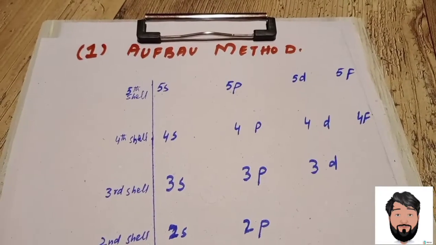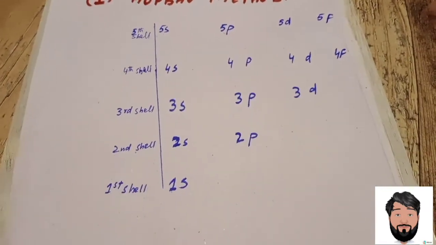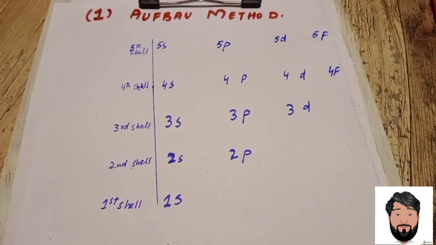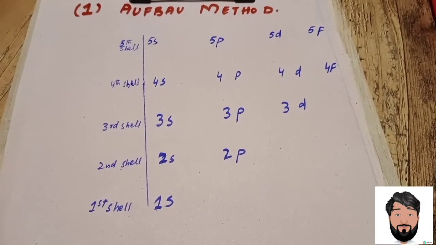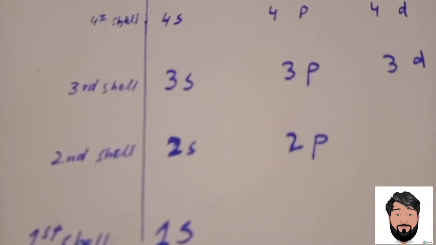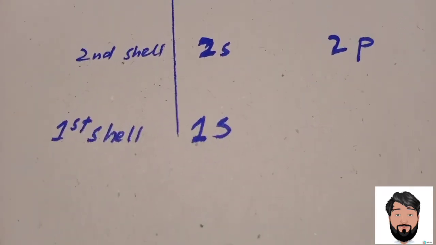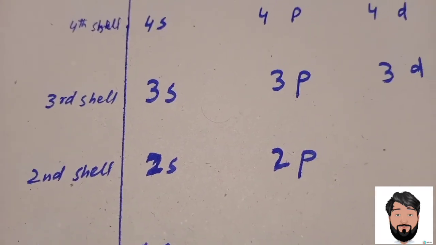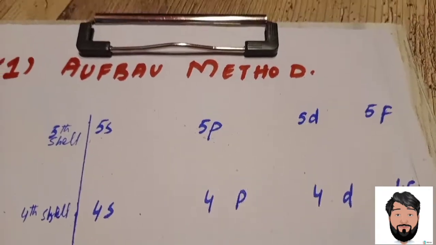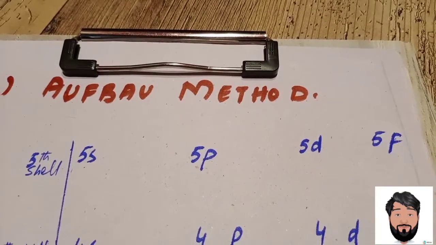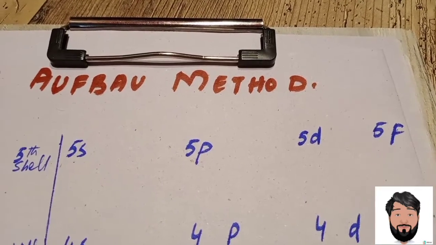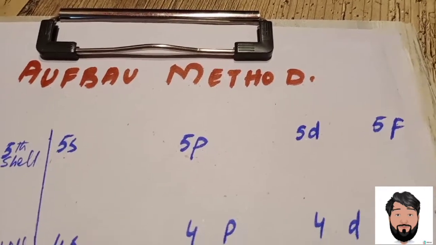Now this is the first method, the Aufbau method, of putting electrons in shells and subshells. So we will try to put the electrons in shells, and this is the first shell, this is the second shell. The first shell contains only one subshell, the second shell contains two subshells, the third shell contains three subshells, the fourth shell contains four subshells, and the fifth shell will contain five subshells, but here we will write only four subshells. You will find out why I have written four subshells.